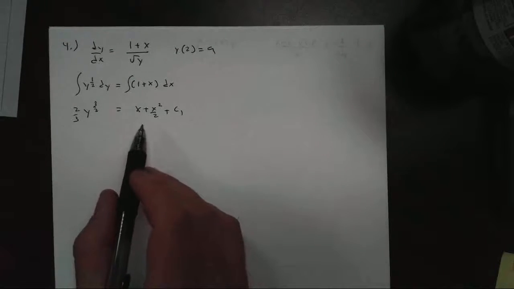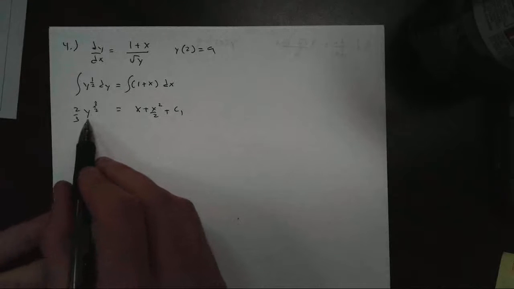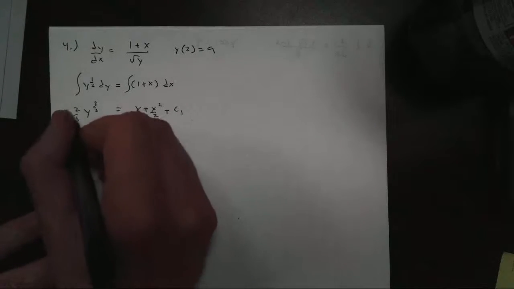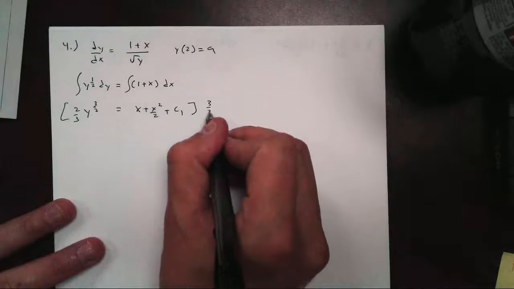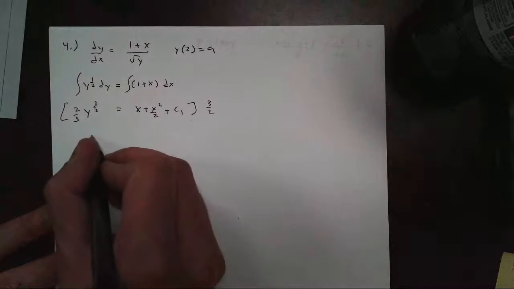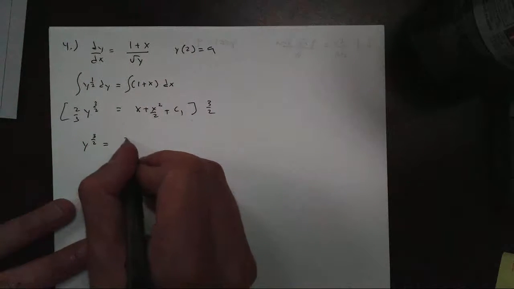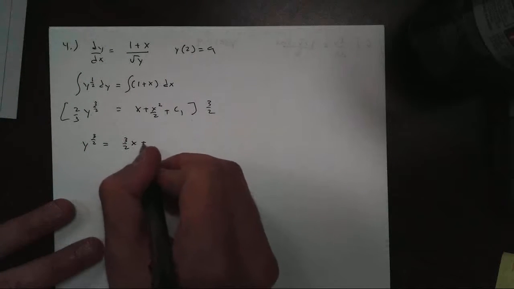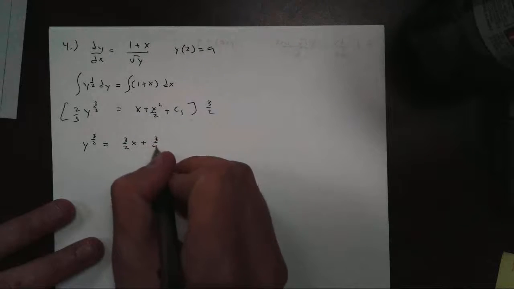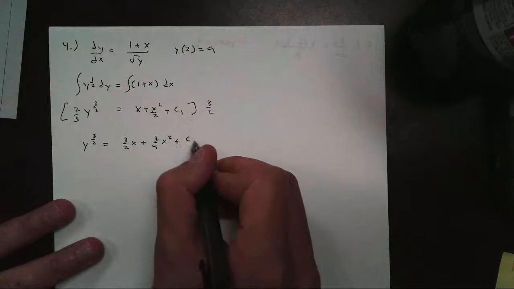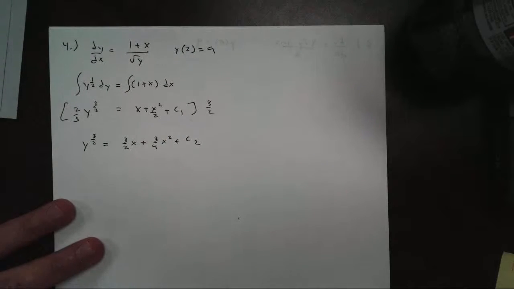And what we're going to do next is start solving for y by multiplying both sides by 3/2. So if I multiply both sides by 3/2 and distribute, I get y to the 3/2 equals 3/2 x plus 3/4 x squared plus c2, if I distribute that 3/2 through there.